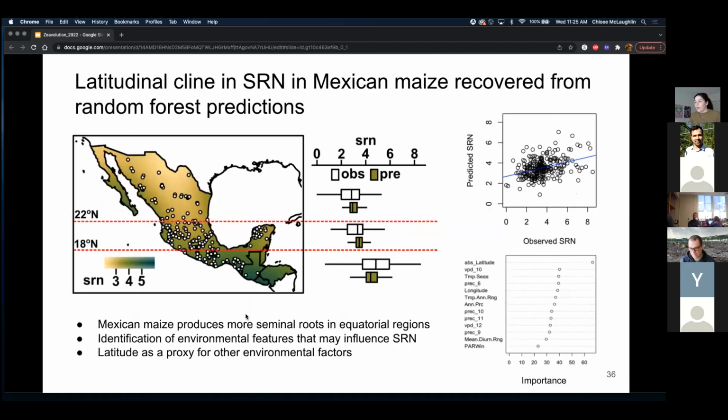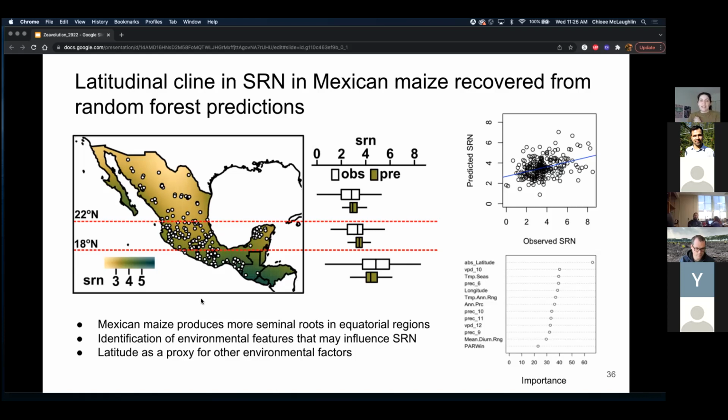And then one last collaboration that I'll mention, and is another example to highlight success of this method, is we collaborated with a researcher, Peng Yu, who presented in Zevolution a couple weeks ago on his work on microbiomes and seminal root number. We were given over 100 seminal root number values that were measured for Mexican landraces that we plugged into our random forest pipeline and recovered a latitudinal cline in seminal root number of Mexican maize.